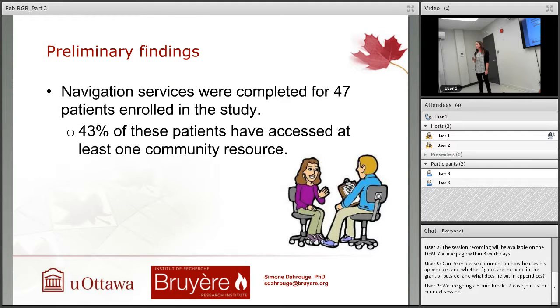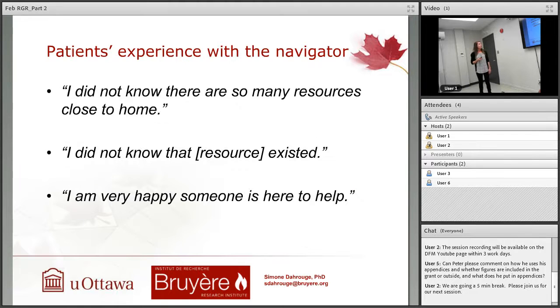So far, 47 people have completed navigation services within the study, and amongst these people, 43% of them have accessed at least one resource in the community that they've been referred to. And here are some quotes of these patients' experience with the navigator. Overwhelmingly positive. People are really feeling supported and feel that the information and the services provided to them are really helping them achieve their goals.